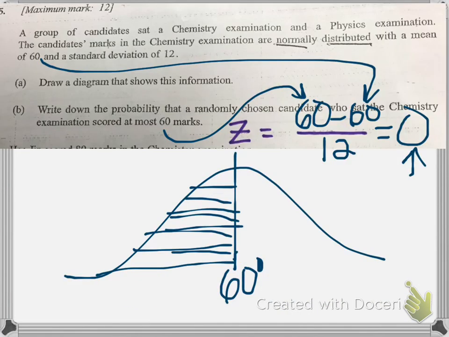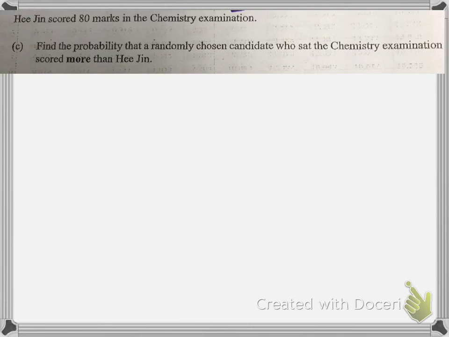All right, so that is part B. The first two are just very introductory questions. Part C, now it gets a little bit more fancy here. Now, Heejin, she scored 80 on the chemistry exam.